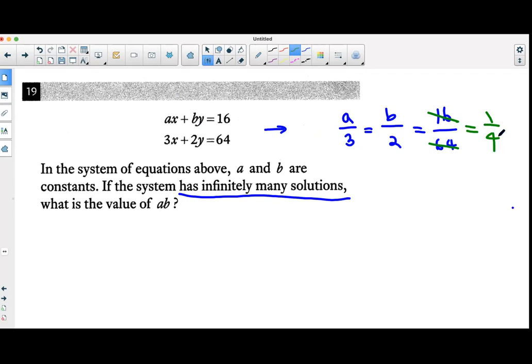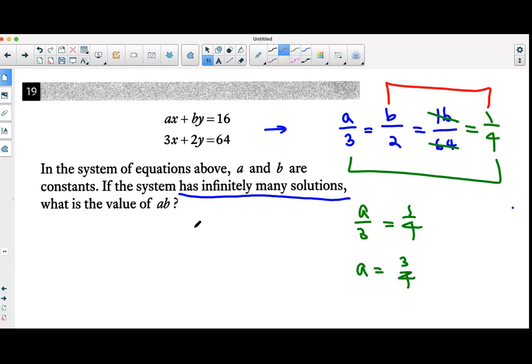Then you can easily see that I can set up these two: A over 3 is equal to 1/4. What's A, guys? A is equal to 3/4. Now I can set up another proportion out of these two, so we get B over 2 is equal to 1/4. What is B equal to?